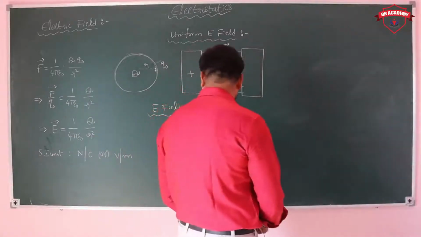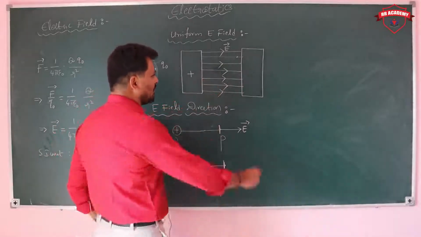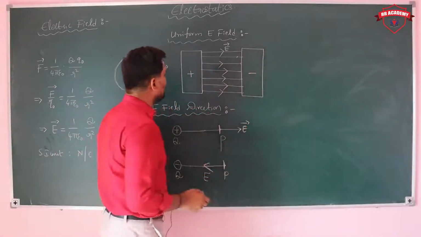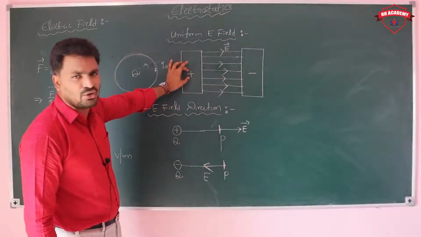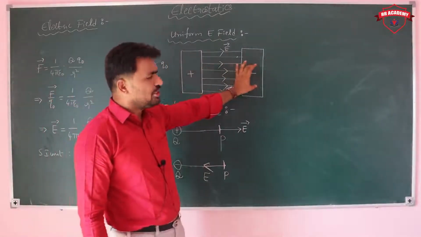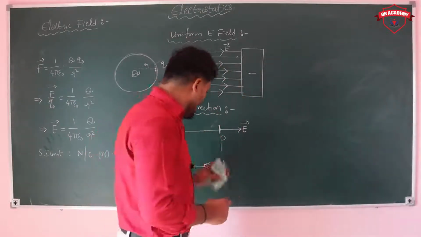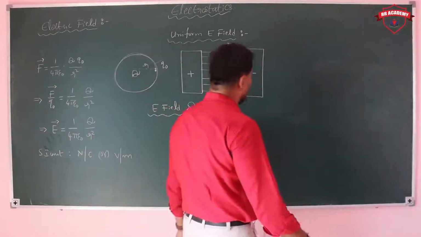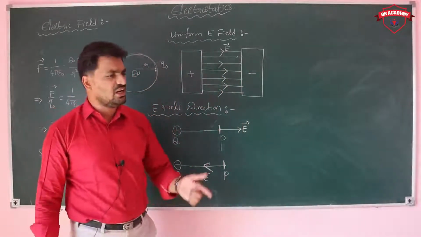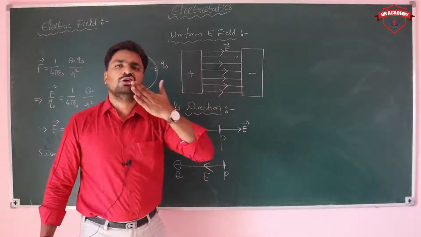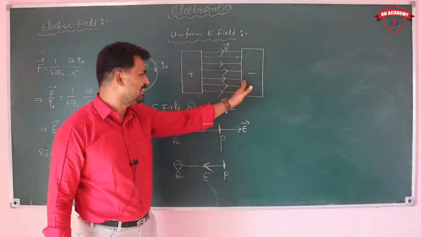So now, this positively charged particle, while we are keeping it in a uniform electric field. Uniform electric field means I am considering a huge amount of positive charge and a huge amount of negative charge, and that creates a uniform electric field. In a uniform electric field, the direction of the electric field is away from the positive charge towards the negative charge.